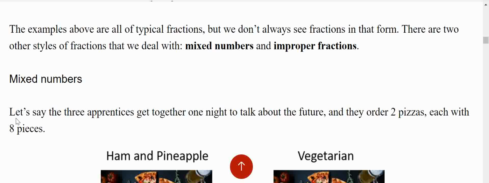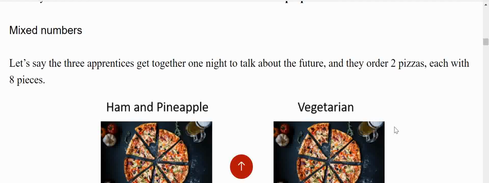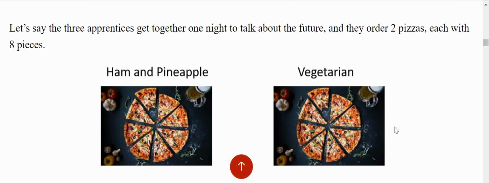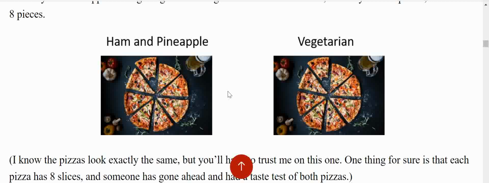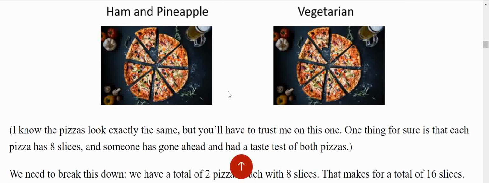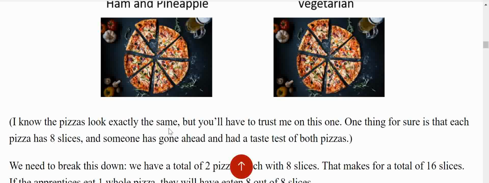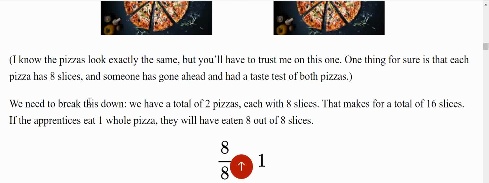Mixed numbers. Let's say the 3 apprentices get together one night to talk about the future, and they order 2 pizzas, each with 8 slices. See here, ham and pineapple, and a vegetarian pizza. I know the pizzas look exactly the same, but you'll have to trust me on this one. One thing for sure is that each pizza has 8 slices, and someone has gone ahead and had a taste test of both pizzas. We need to break this down.